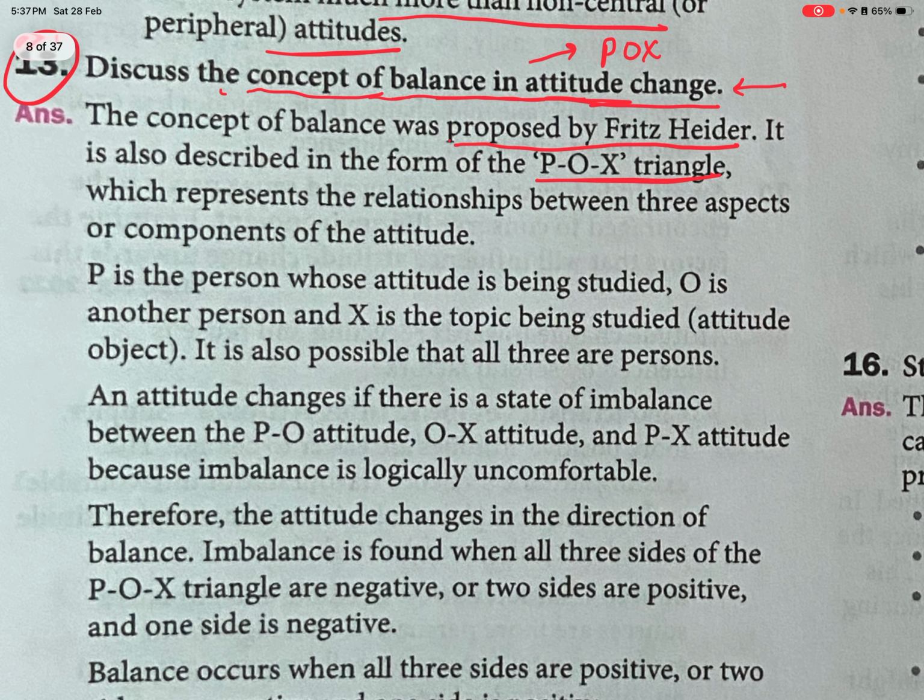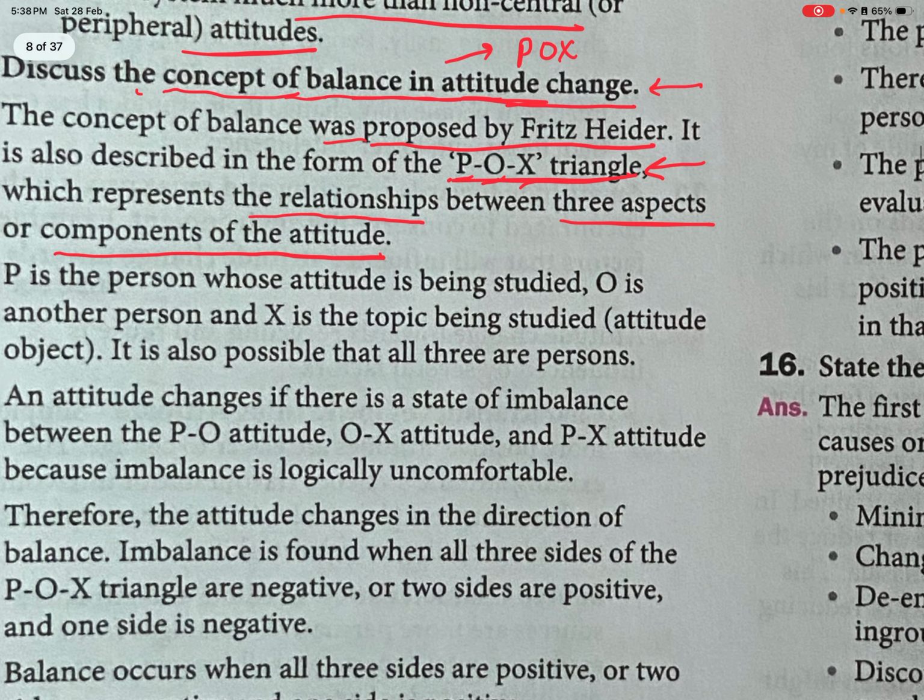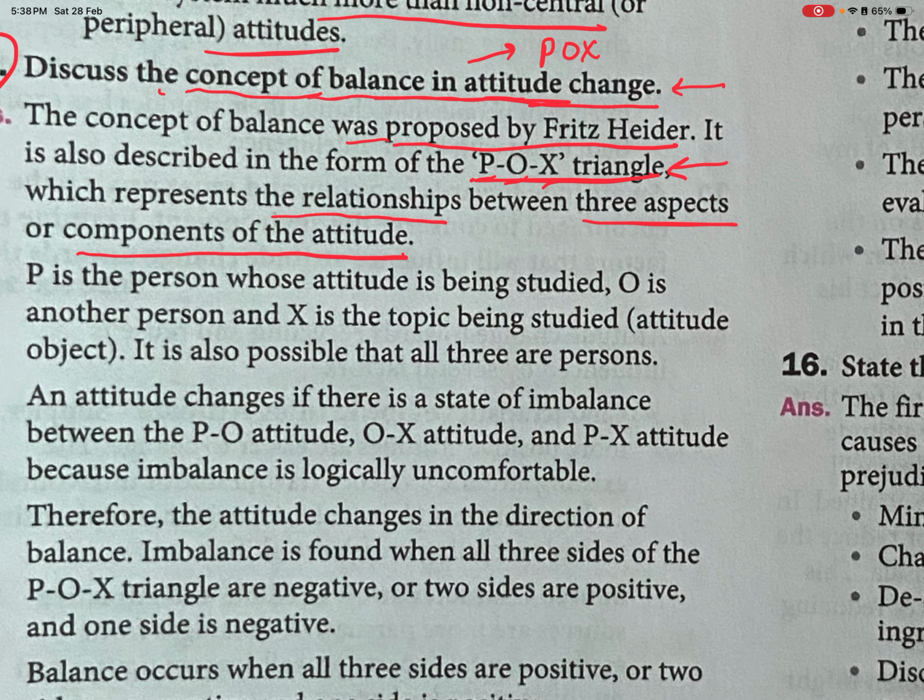The concept of balance was proposed by Fritz Heider. It was also described in the form of the POX triangle. We will discuss what these basically are, which represents the relationships between the three aspects or components of the attitude. The three components are basically P, O and X. I will describe what they are. P is the person whose attitude is being studied. X is the attitude object and O is another person.